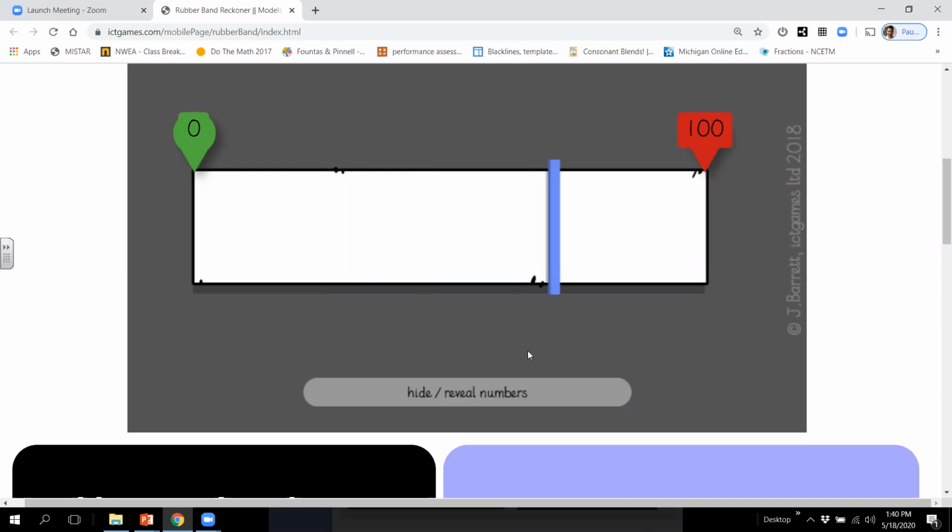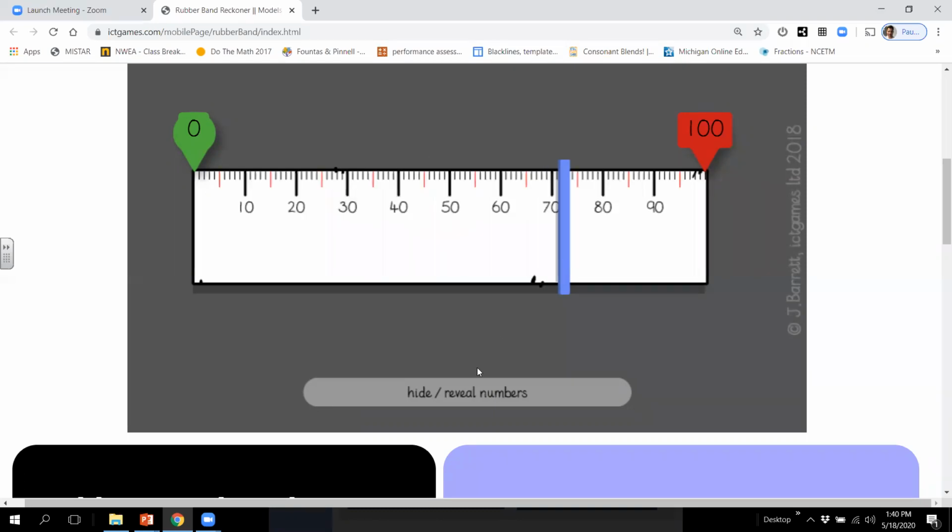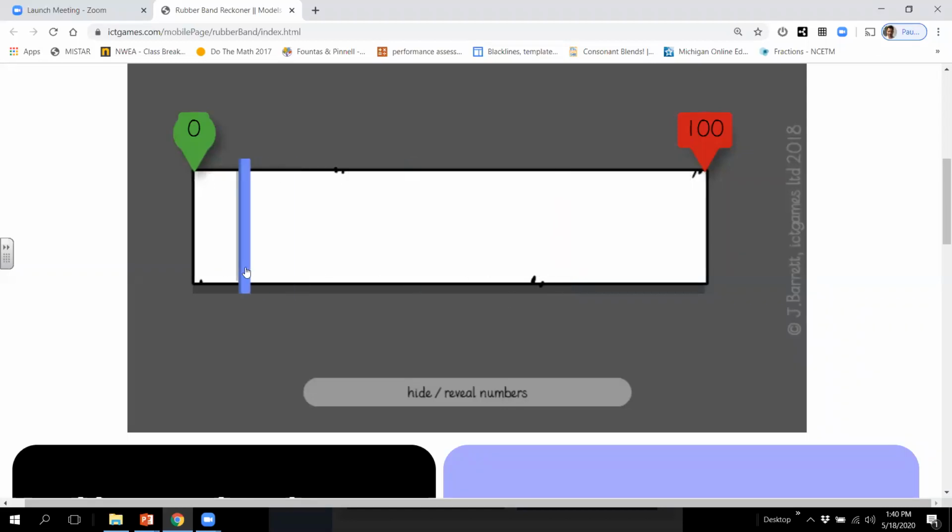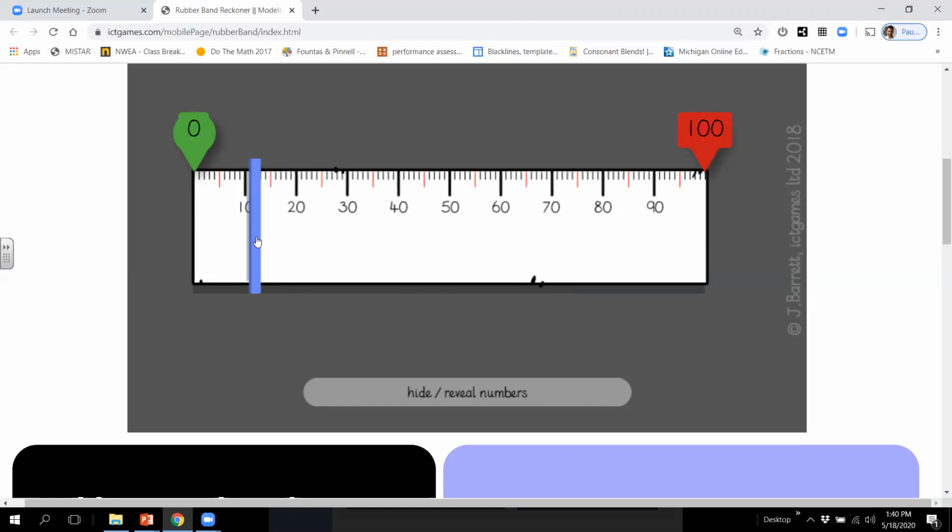All right, what number do you think I'm at now? And let's take a look. And I was at 70. All right, what number am I at? And let's take a look. I'm at number 10. All right, last one.